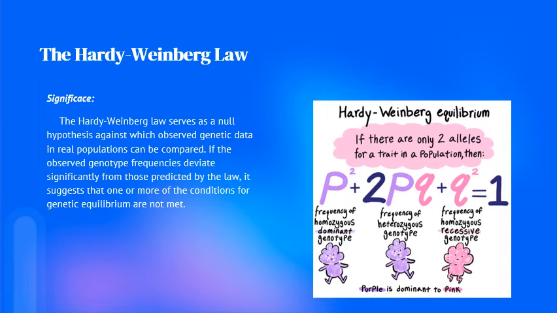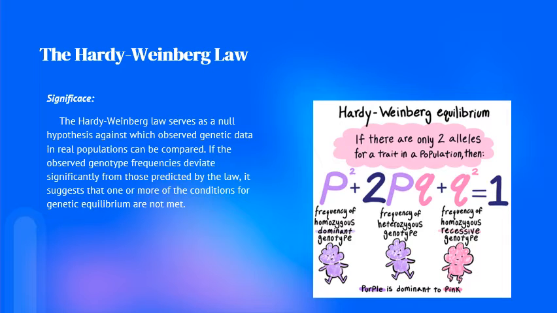So let's talk about the Hardy-Weinberg law. The Hardy-Weinberg law, also known as the Hardy-Weinberg equilibrium, is a fundamental principle in population genetics that describes the distribution of genetic variation in a population under specific conditions. It was developed independently by G. H. Hardy and Wilhelm Weinberg in the early 20th century. The Hardy-Weinberg law provides a baseline against which one can assess whether evolutionary forces are acting on a population.